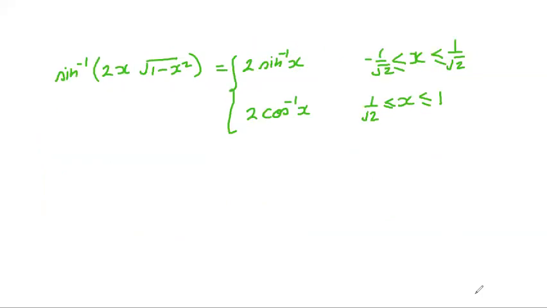Now another set of functions is sine inverse of 2x root of 1 minus x square. This will be equal to twice sine inverse x, or twice cos inverse x. It basically has two values. Twice sine inverse x when x lies in the range of minus 1 upon root 2 to plus 1 upon root 2. And 2 cos inverse x when x lies in the range of 1 by root 2 to plus 1. So these are the inverse trigonometric functions. And I hope that you understand all the functions very well.